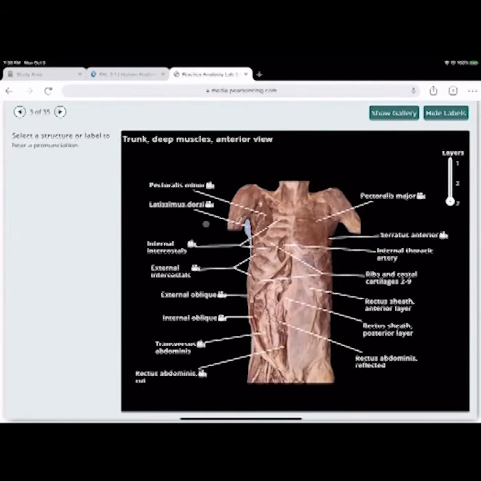Again, the pectoralis minor, pectoralis major. Latissimus dorsi was right along the edge of the side. The internal intercostal muscles from the ribs. The external intercostal muscles of the ribs. So the internal intercostals are medial, ones that connect directly to the sternum. And the external intercostals are the ribs that go around, going away towards the vertebral column. Your external obliques and your internal obliques.